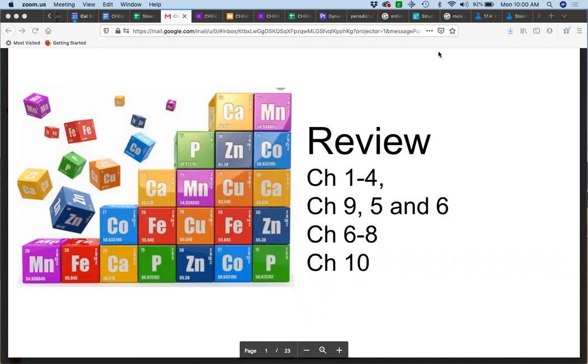Within the first third of the semester, we looked at chapters 1 through 4. You can think of those as really the foundations of chemistry. And then in the middle of the semester, we took a look at gas laws, and then an introduction to thermochemistry and an introduction to quantum chemistry.